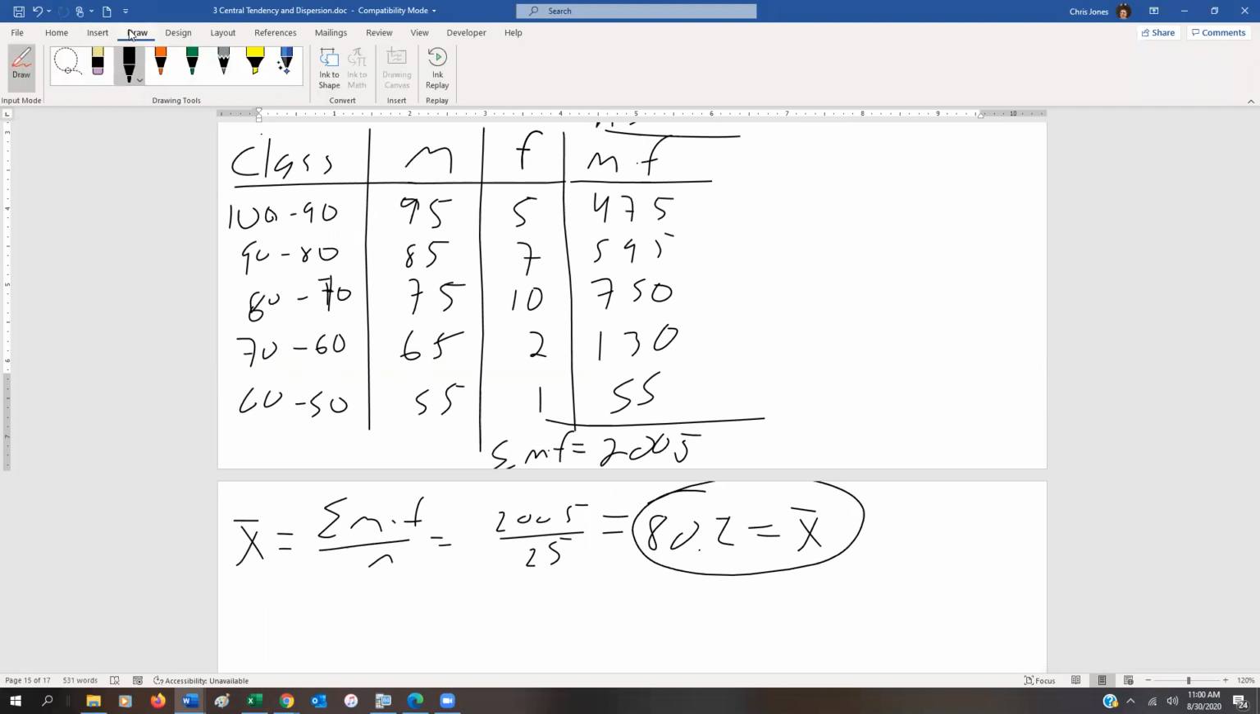Now we found the sample standard deviation. The next thing we're going to do is find, I'm sorry, we found the sample mean.